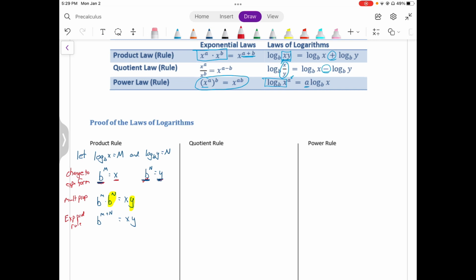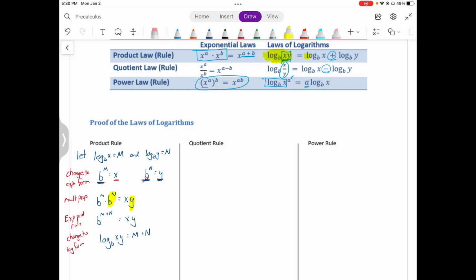Then we're going to change back to log form. So changing to log form, log base b of xy equals m plus n. If I come up here, I'm going to highlight towards the top here. Here's log base b of x times y. It's telling us equals m plus n.